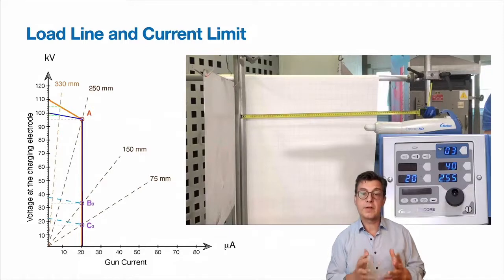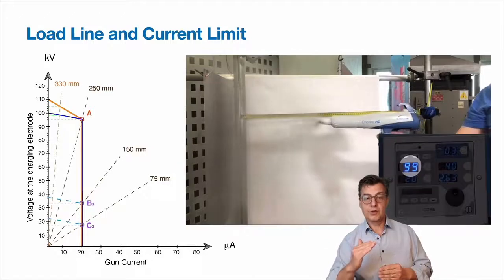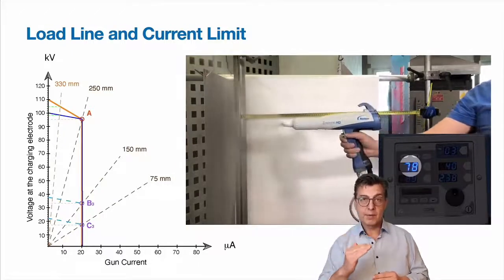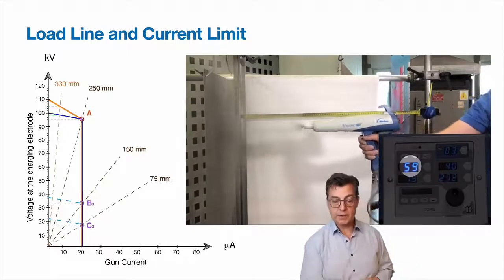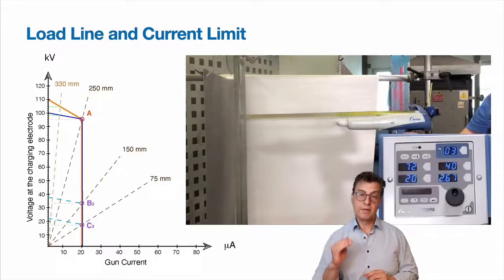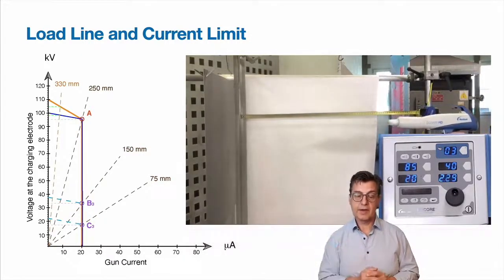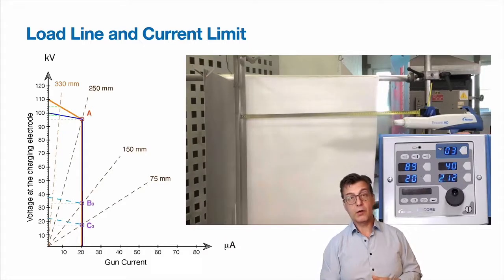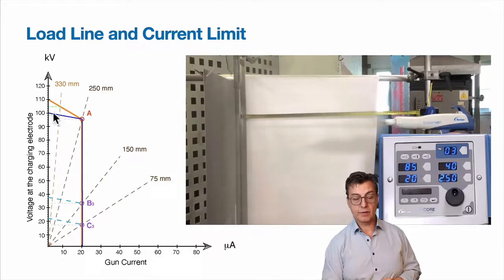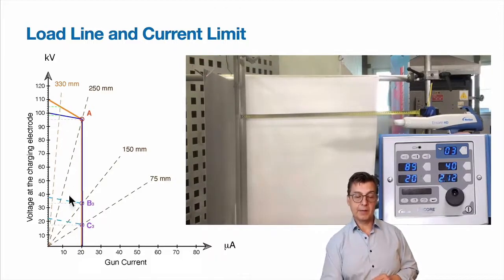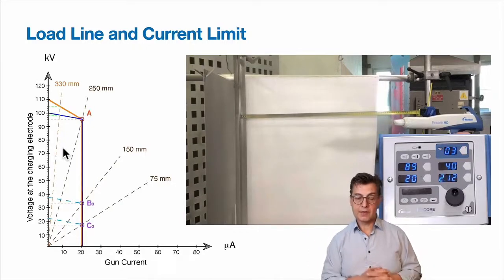Instead of keeping the voltage at its maximum, the system controller will dynamically adjust the voltage to the level at which the maximum allowed current is not exceeded. Here the current is held constant, but the voltage will dynamically drop to maintain the current at the predefined level. On the load line, this will look like adjusting the position of this load line dynamically down or up in response to the changes in the gun-to-part distances.